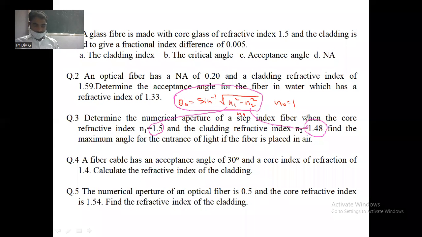3.41. Okay. Anyone? Any other? 14.13. 14.13 degree. Good. Theta 0 is equal to 14.13. Very good.